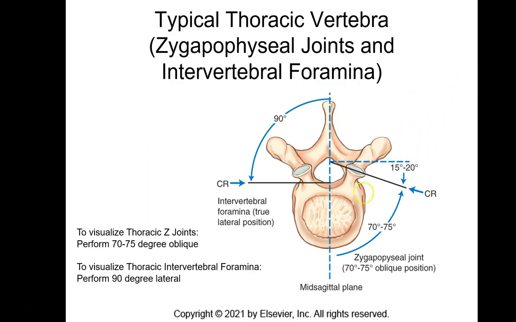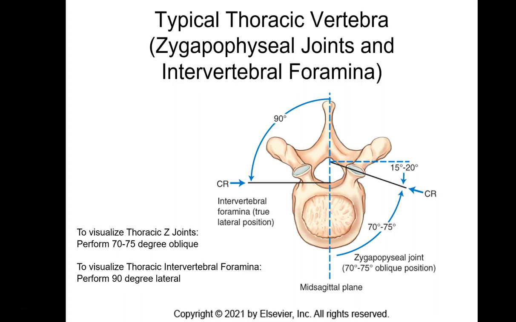So that is what you're seeing here. So here is anterior, here's posterior. And if we make a 70-degree angle from mid-sagittal plane, we would be able to visualize the thoracic zygapophyseal joints. So what does that mean for us? Well, in order to visualize those Z joints or zygapophyseal joints open on a thoracic spine x-ray, the patient must be in a 70 to 75 degree oblique.